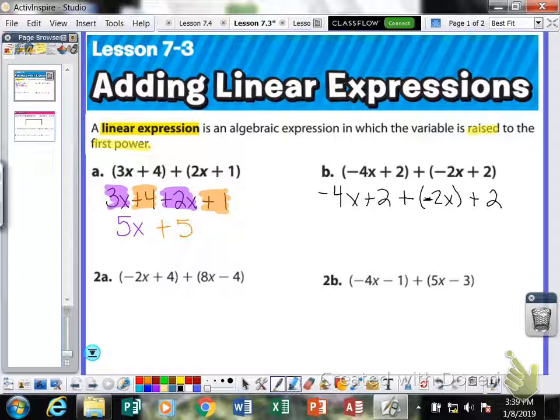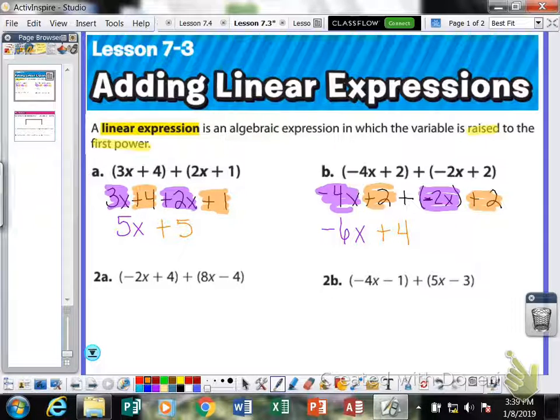So then I go through and I say, all right, well, I have negative 4x and negative 2x. So negative 4x plus a negative 2x, or minus 2x, whatever you want to think about that, and I get negative 6x. Then I have positive 2, which will give me a positive 4. So that is my answer for that one.